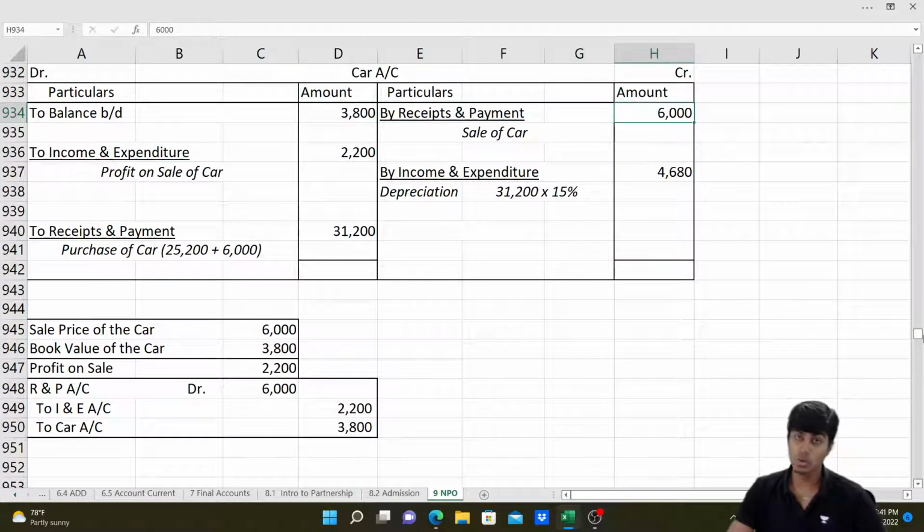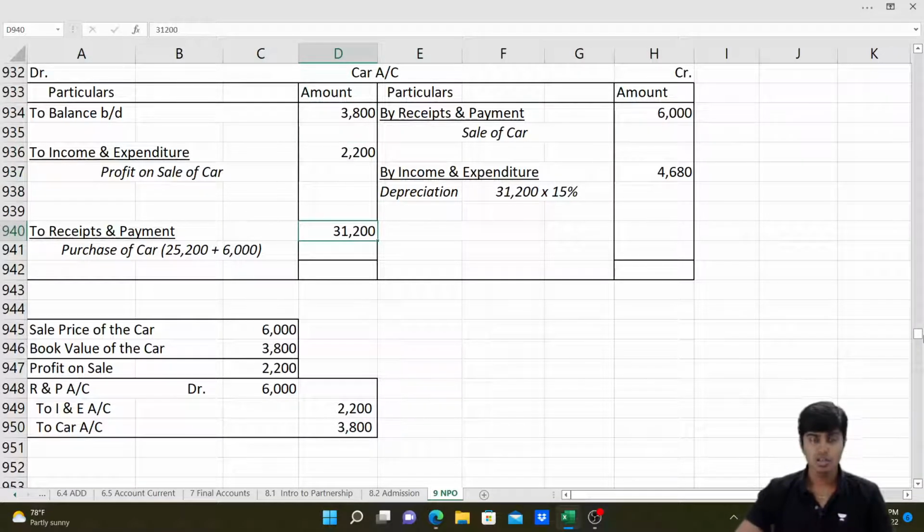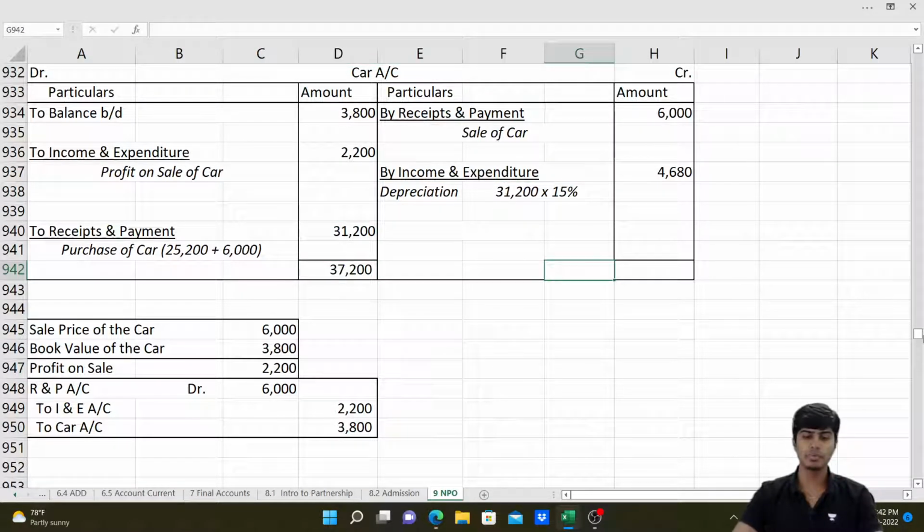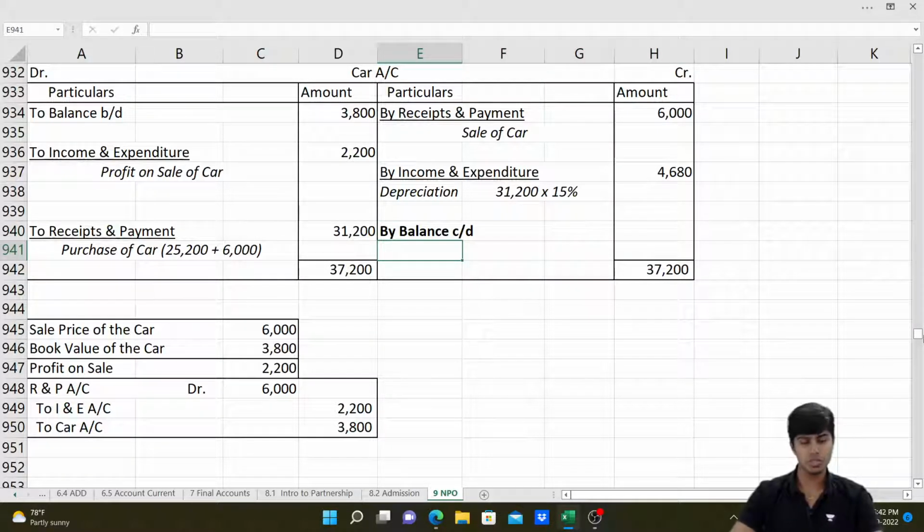It is completely sold for 6,000. We book profit of 2,200. There is purchase of 31,200 worth car, which is depreciated by 4,680. So we'll have to take the total here on the debit, 37,200, post it here, and then write balance carried on. That is the closing balance.